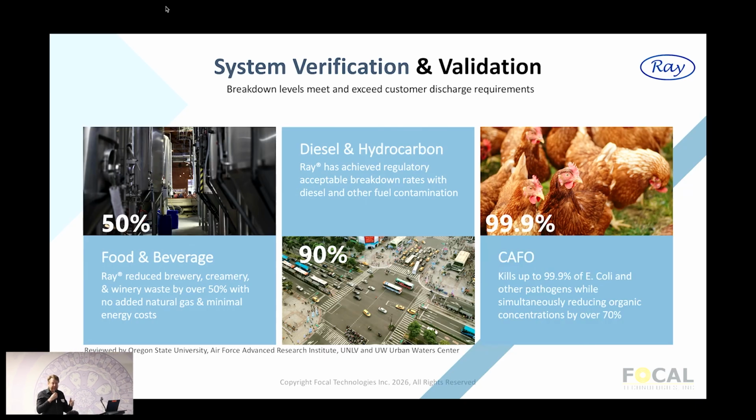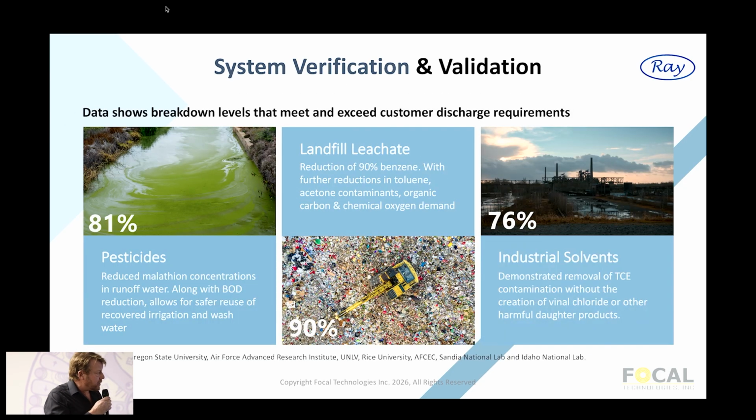CAFO, which is combined animal feeding, so dairies, chicken farms, hog farms, 99% reduction in sterilization of E. coli, along with about a 70% reduction of the BOD coming through there. We've also tested it on pesticides, malathion contamination, so it has utility for runoff from production operations, agricultural production, landfill leachate, where we've broken up benzenes in landfill, and trichloroethylene, which is the compound that's under Camp Lejeune that killed a whole bunch of folks. We've reduced that by 76% with no daughter product, which is important.